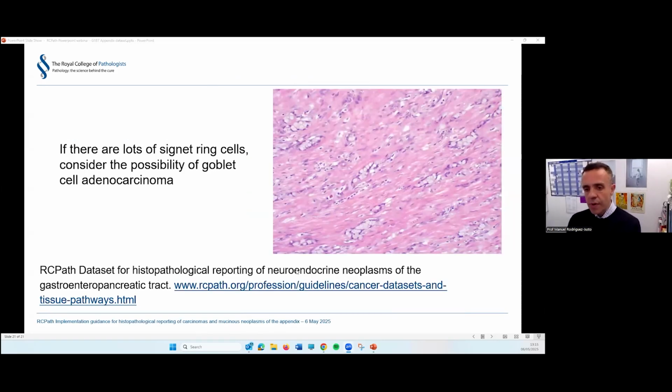And the other thing we are not going to cover today, because it's a different guideline, is whenever you have lots and lots of goblet cells, just think of signet ring cells, think that this could be a goblet cell adenocarcinoma rather than a LAMN or an appendiceal mucinous neoplasm. And I think that's the last slide. Yeah. So thank you very much for that.